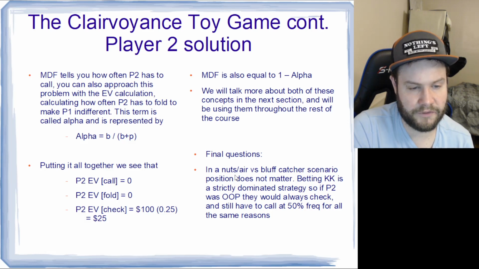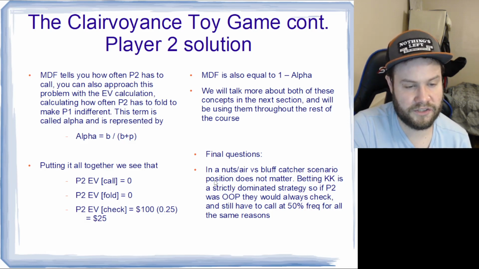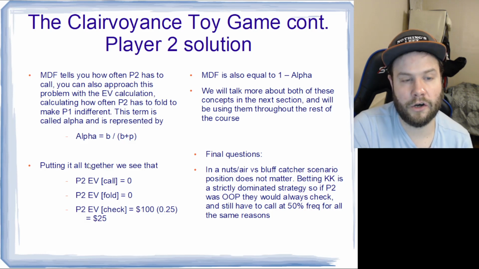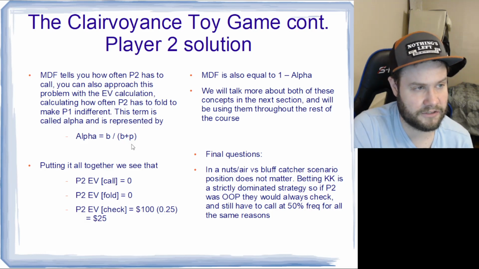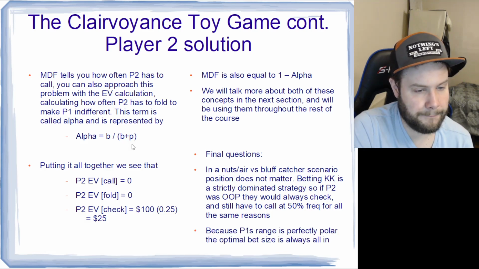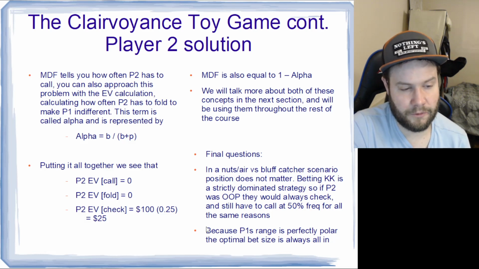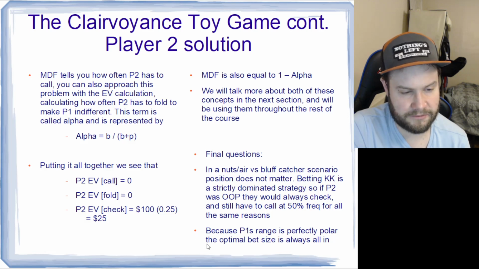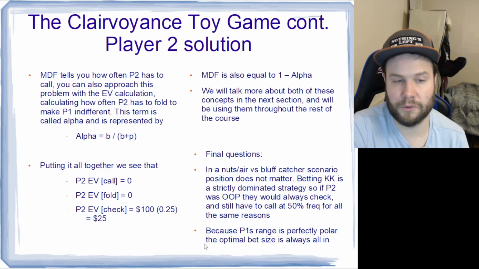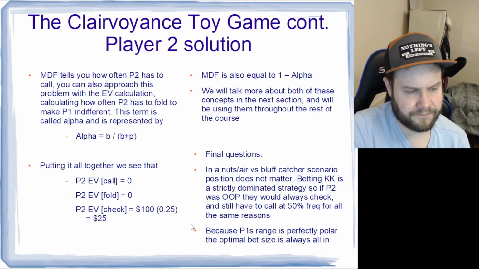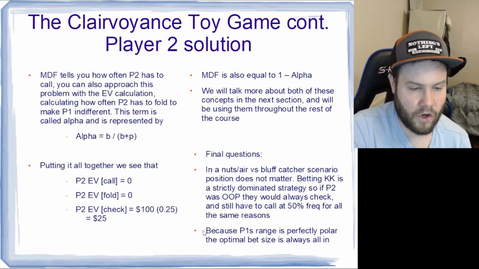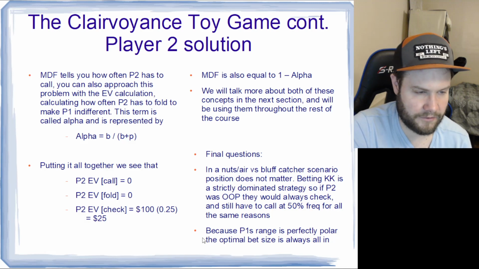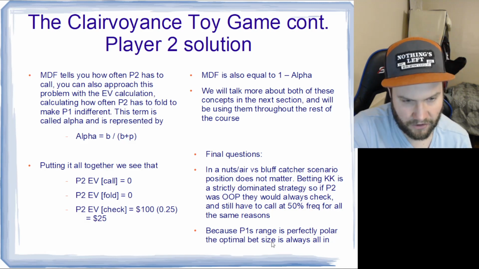In this particular scenario, if they were to switch positions, player two would then just have to check and then check-call at a 50% frequency for all the same reasons as he had to in this particular scenario. And this is another subject that we'll really delve into much deeper later in the book, but player one's range is perfectly polar. The optimal bet size is always all in. We kind of just assumed throughout the example that the bet size was all in, but with a perfectly polar range you want to go large, and it's theoretically all in.